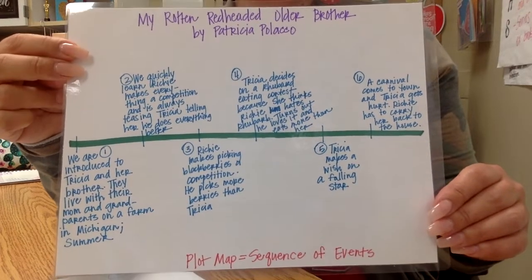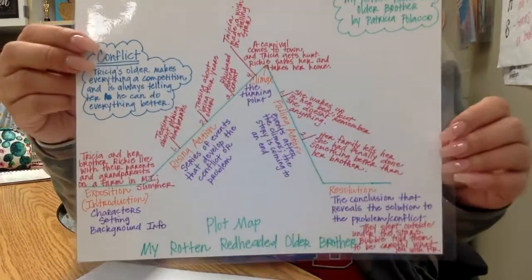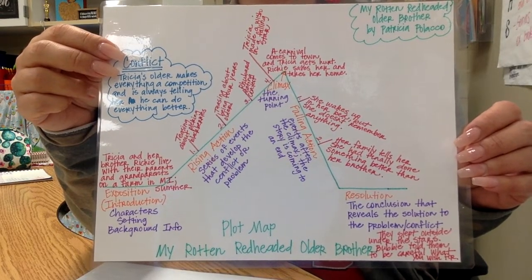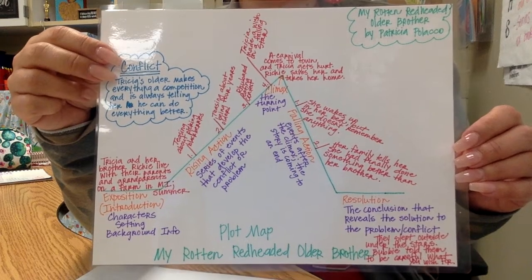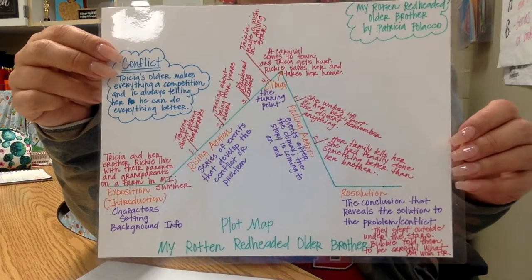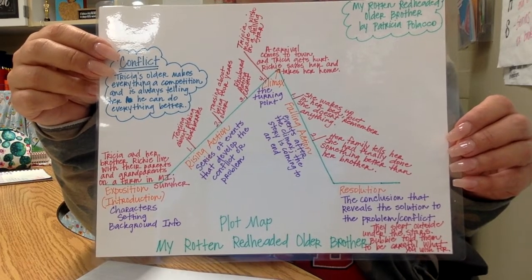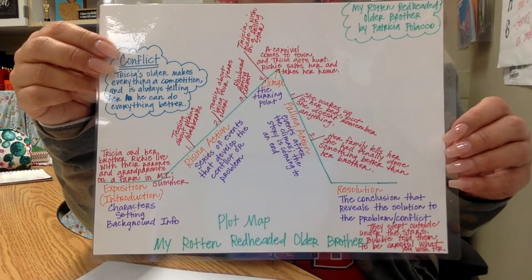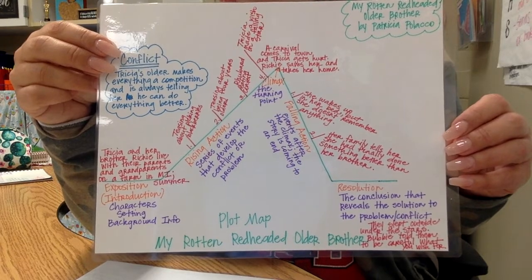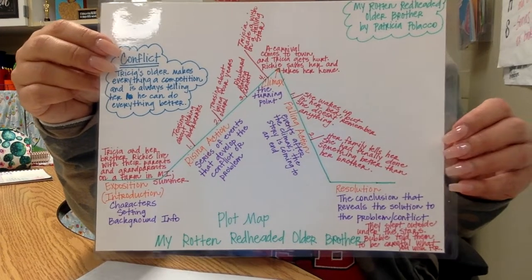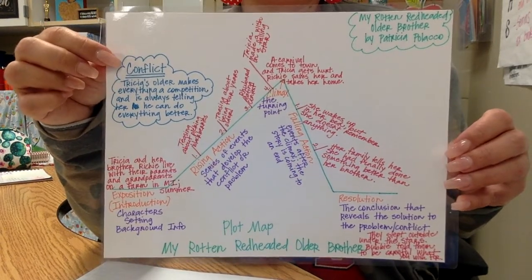Okay, so we can take something like this and turn it into this. This is my plot map. Okay, so if you remember what you've learned about a plot map, sometimes we compare it to a roller coaster, sometimes we compare it to going up and down a mountain, but whatever we use, the elements of plot are the same. So look at what I have written in orange. Exposition, which is our introduction, rising action, climax, falling action, and resolution. I've put the conflict right here.